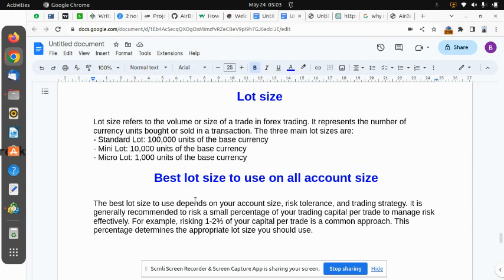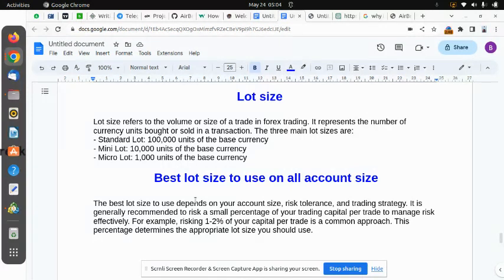And then if you use the micro lot size, it's 0.01 lot size. When you use 0.01 lot size, you are buying 1,000 units of the base currency. I think I already explained what that is to you, right? So we are going to quickly get down to the best lot size to use on all accounts. Actually, there is no recommended lot size to use.